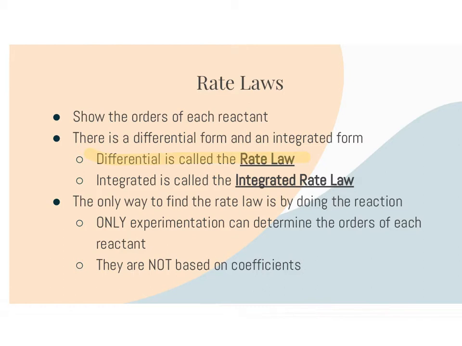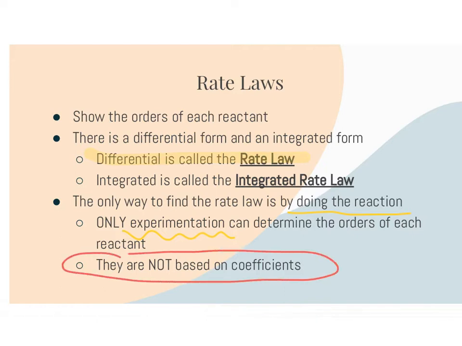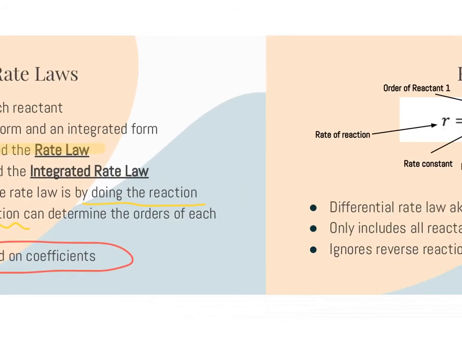But the key thing that we need to talk about is that you have to do the reaction to get the rate law. You cannot look at the reaction's equation and decide what that rate law is going to be. It is experimentally done. So only experimentation can do this. And once again, I'm going to put this out there: we cannot base it on the coefficients of that reaction. All right, let's get into it.